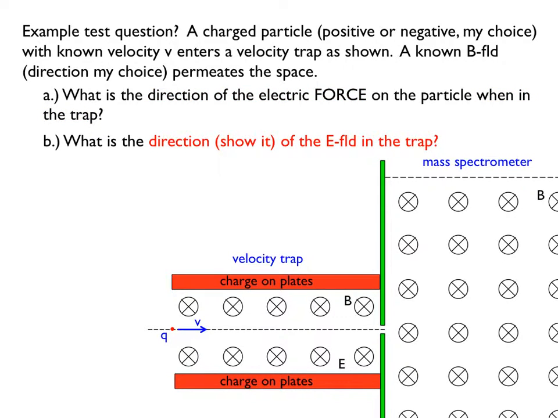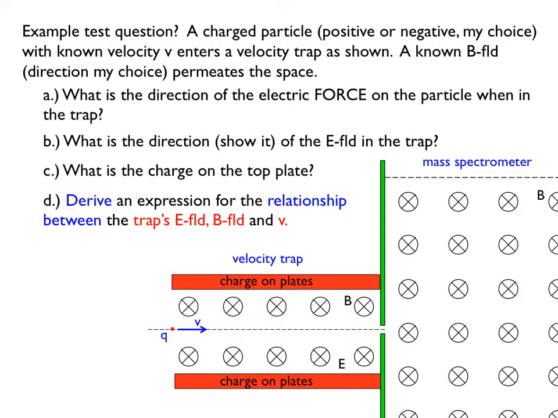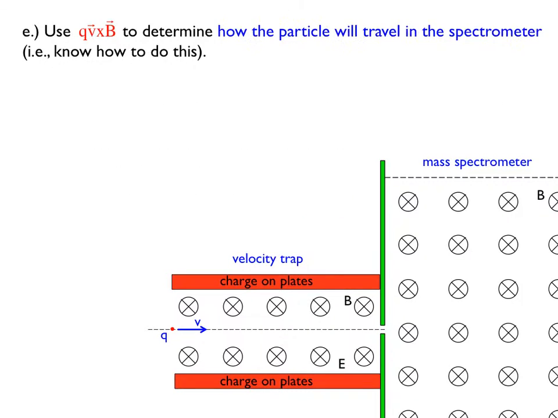Knowing the direction of the force on the charge, you ought to be able to figure out the direction of the electric field in the trap. So if it's a positive charge, the field's going to be in the direction of the force. If it's a negative charge, the field's going to be opposite the direction of the force. You should be able to figure this out. Once you know the electric field, you ought to be able to figure out the charge on the top plate. You should be able to derive the relationship between E, B, and V. Don't just memorize it, be able to derive it.